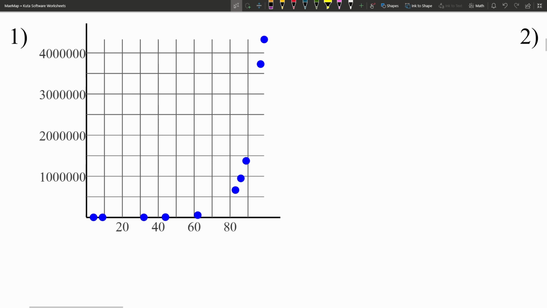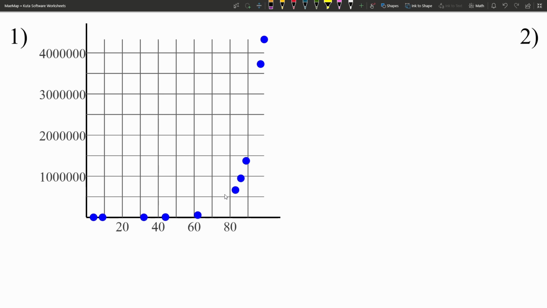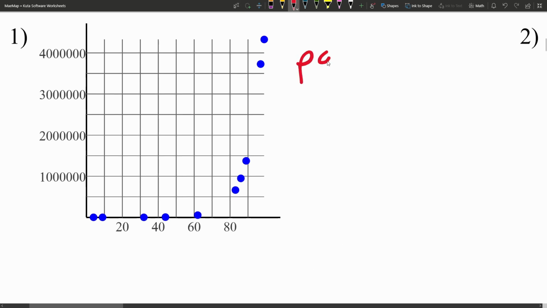In number 1, think about as we move to the right, what is happening with our points? We're starting out fairly low, not a lot of change, but then all of a sudden, as we continue to go to the right, what's happening to those values? Those y values are getting larger. Because as we move to the right, those values are increasing, this is a positive correlation.